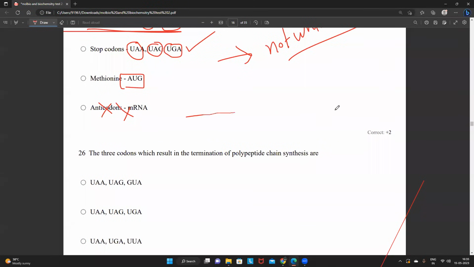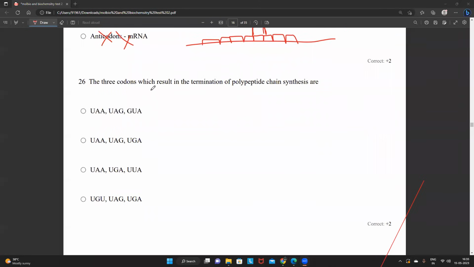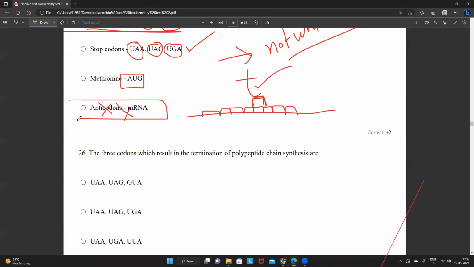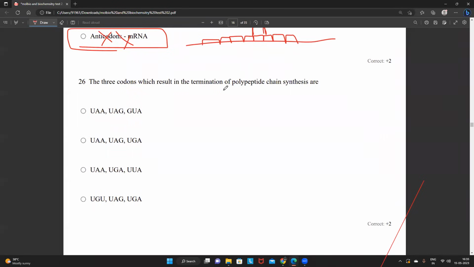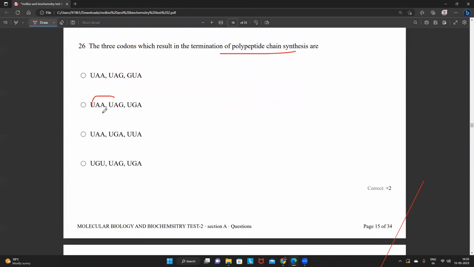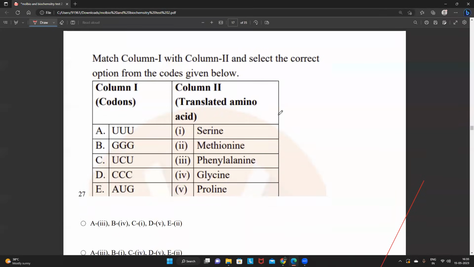Methionine, which is the AUG, anticodons, mRNA. That is wrong, right? mRNA contains what, friends? mRNA contains codons. Who is bringing the anticodon? You know very well. Anticodons are brought by the tRNA molecule. Don't get confused with that point. So that's also correct. Next, the 3 codons. The wrong answer is option D. The 3 codons which result in termination: UAA, UAG, UGA. That is also right.